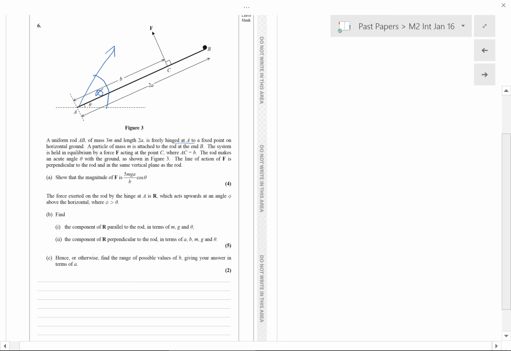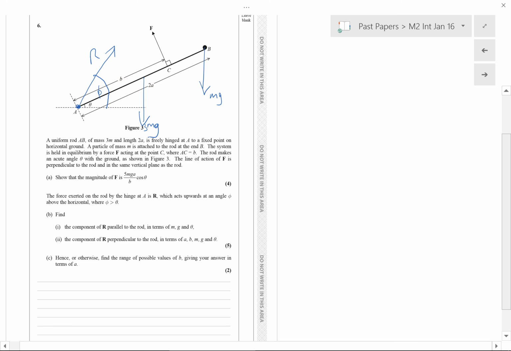So let's just deal with that. Let's just worry about that later. Okay, looks a little bit tricky, but we'll see. We've got masses of mg there. I think it says there's a mass of mg at B somewhere. Yeah, there. And we've got the fact that it's a uniform rod, so that's A along, and the mass of the rod is 3m, so the weight is 3mg.